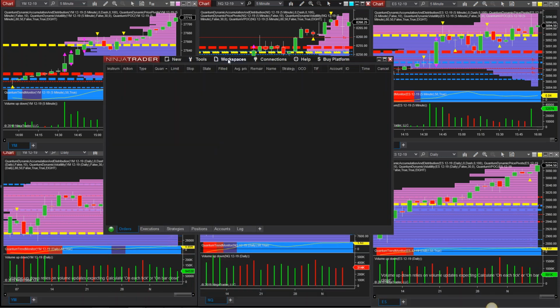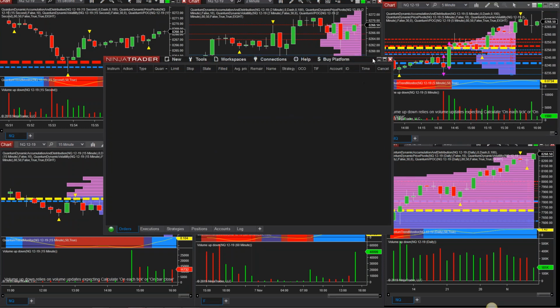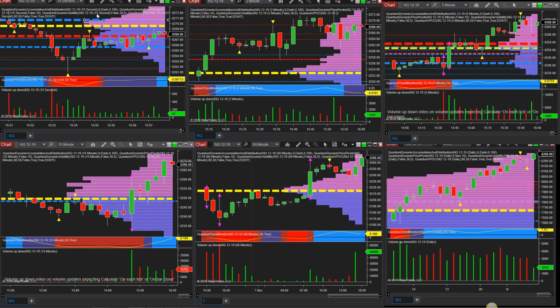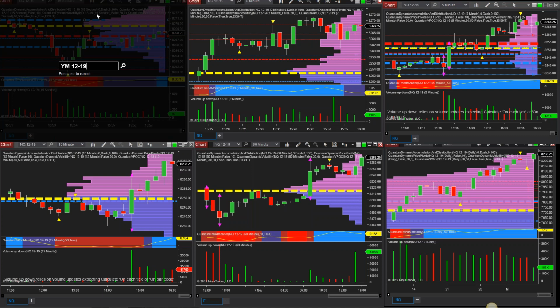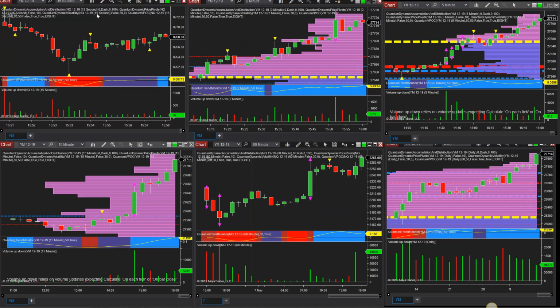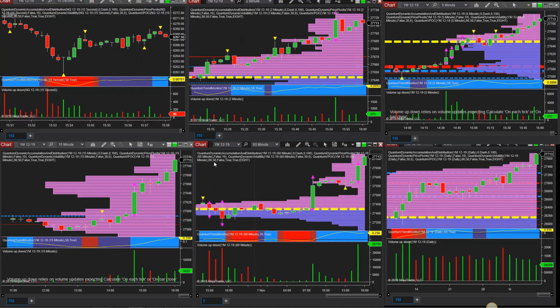Let's just look at that on the multiple time frames. I think I've got the NQ actually on the multiple time frames. Yeah, I've got the NQ. Let's just change this over to the YM. 1219, there we go. Just click on that. They're all linked together. It's one of the features of Ninja, which is really nice.